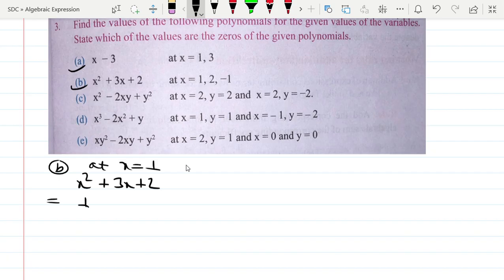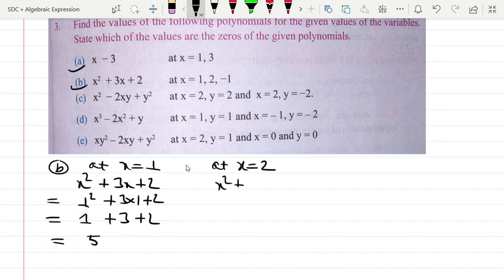So we replace x with 1. So 1 squared plus 3 into x, it means 3 into 1, and plus 2. So 1 squared means 1 into 1. So directly we can say 1 into 1 is 1, 3 into 1 is 3, and plus 2. So these all are plus, so they all will get added. So 3 plus 1 is 4, 4 plus 2 is 5. So done. So it was for x equal to 1. Now we go for x equal to 2.